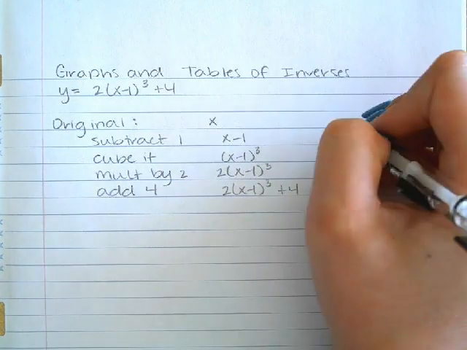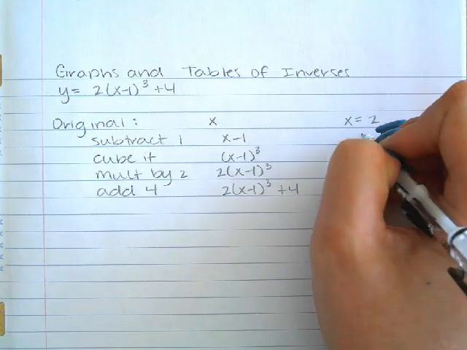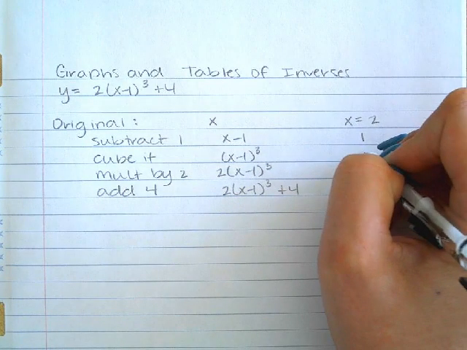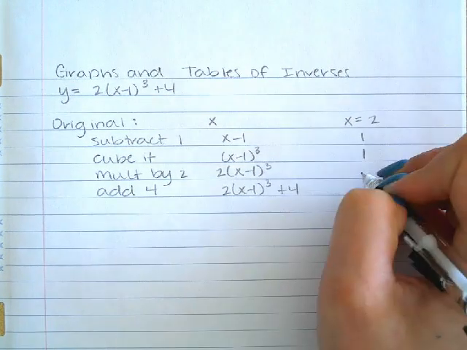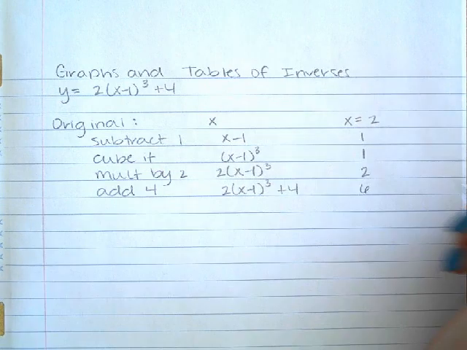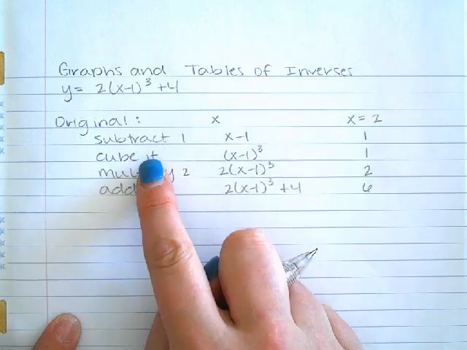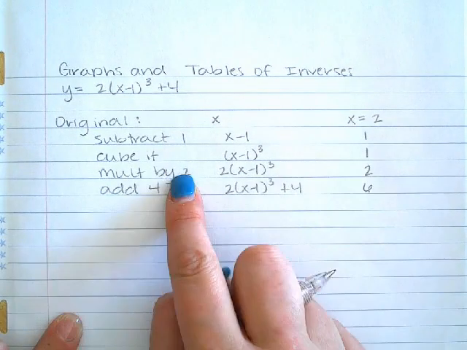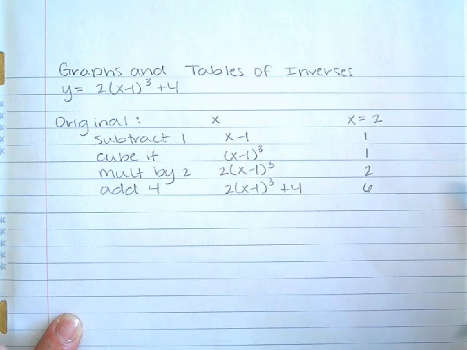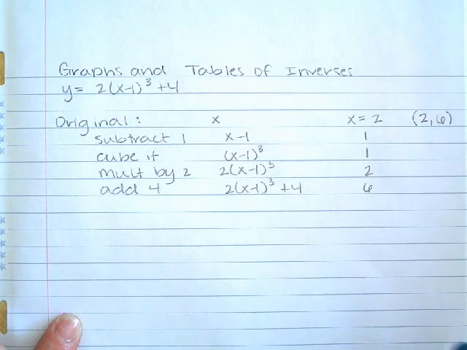So if I start with the number x, say x equals 2. 2 minus 1 is 1. 1 cubed is still 1. 2 times 1 is 2. 2 plus 4 is 6. So I started with my number, I subtracted 1 and I got 1. I cubed that number and I got 1. I multiplied it by 2 and I got 2, and then I added 4 and that gave me 6. So for the original problem, if I plug in 2, I get 6 as a result.